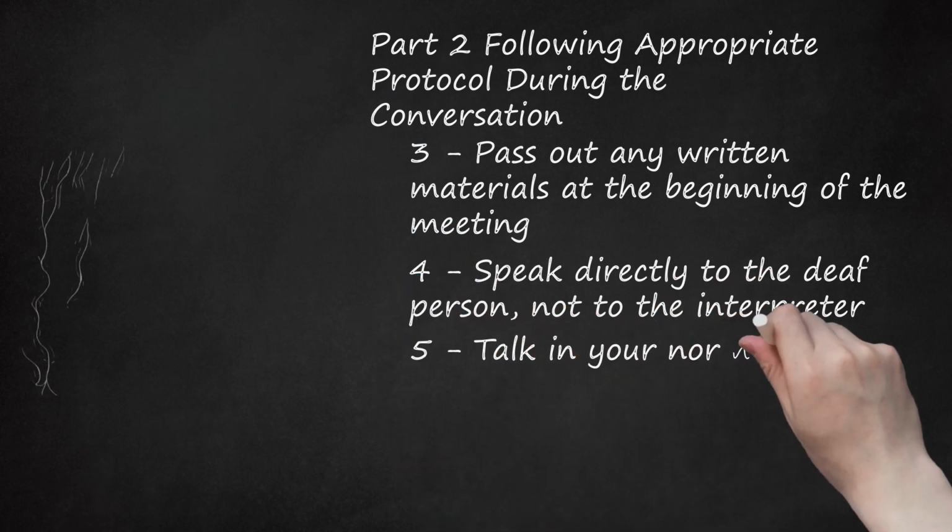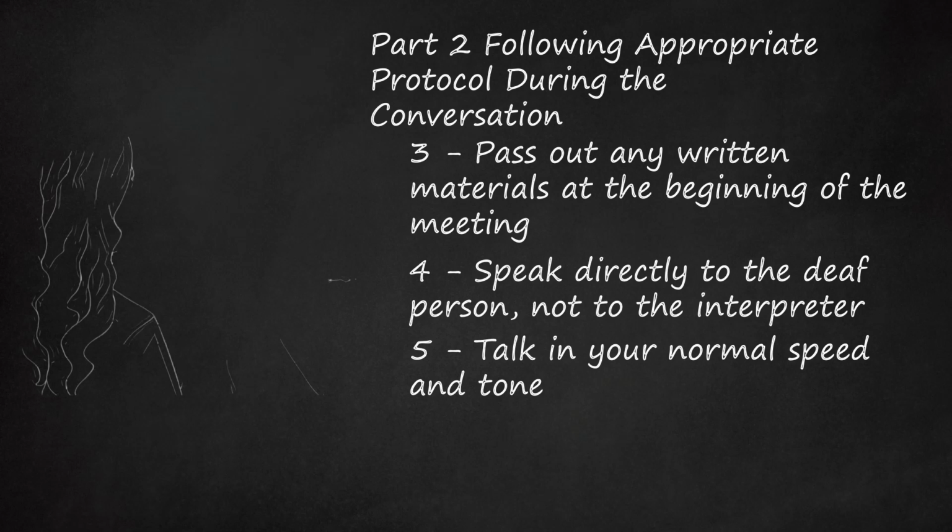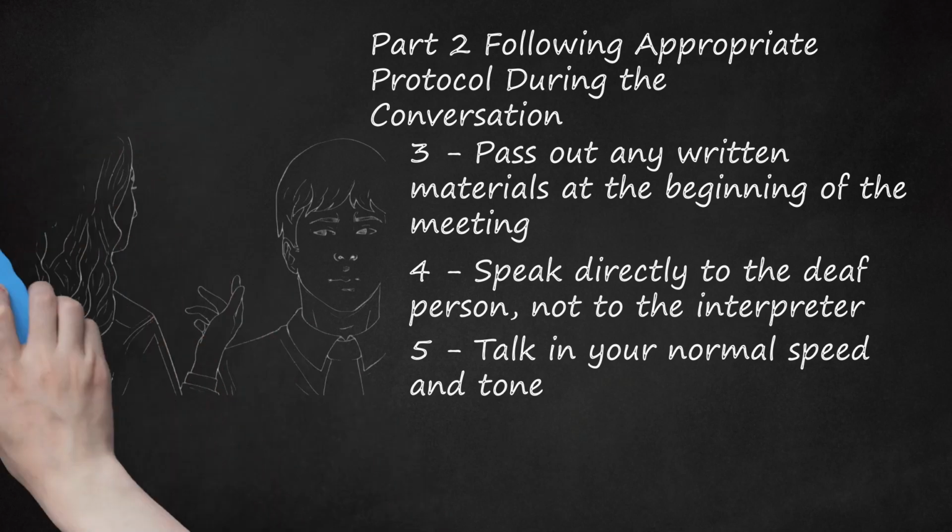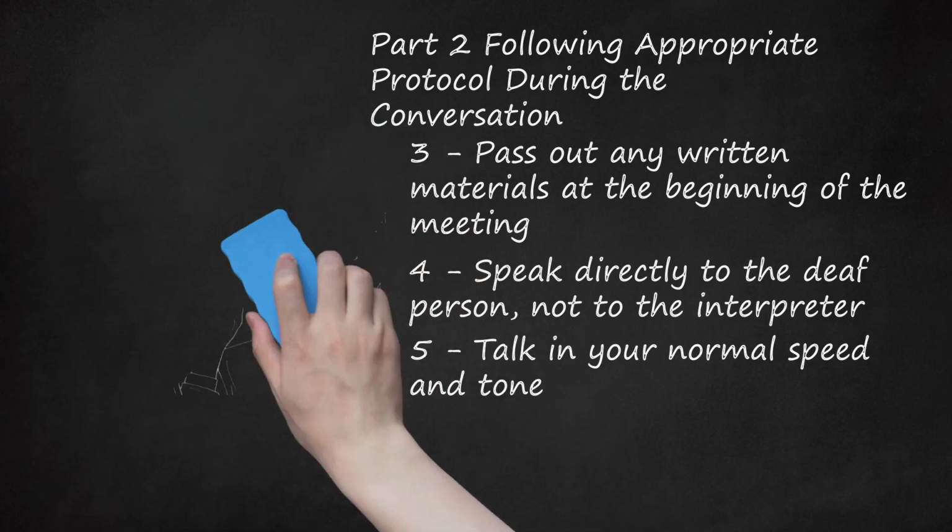5. Talk in your normal speed and tone. You should try to speak in your normal speed and your normal tone of voice. Try to not rush or stumble when you speak and project your voice so it can be heard. Take a breath between each sentence, as this will allow the interpreter and the deaf person time to catch up with what you are saying. If you are reading a text out loud, speak slowly and clearly. Avoid shouting or yelling, as this will not make it easier for the interpreter to sign to the deaf person and can be considered rude or inappropriate.